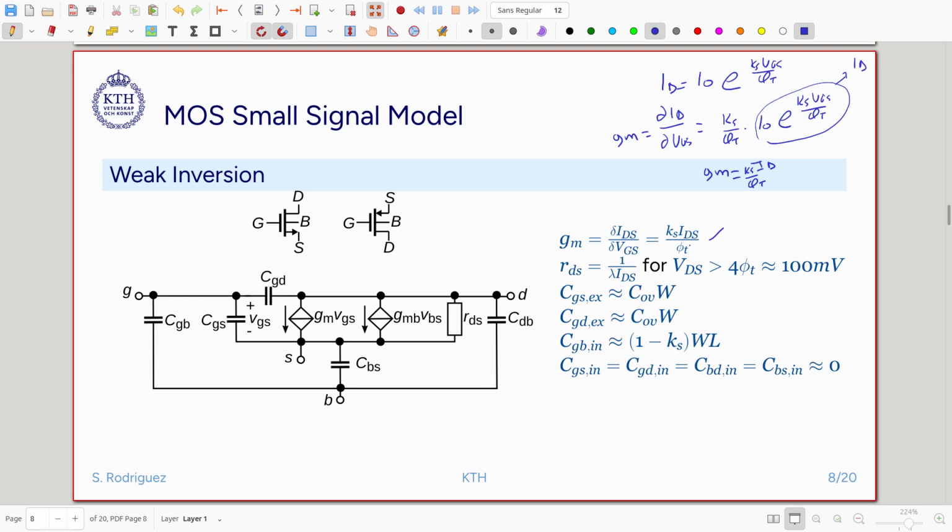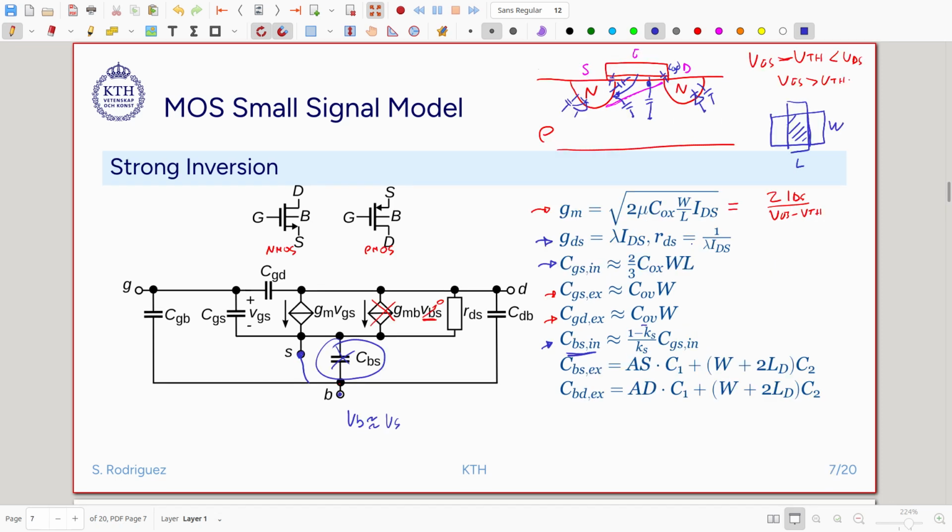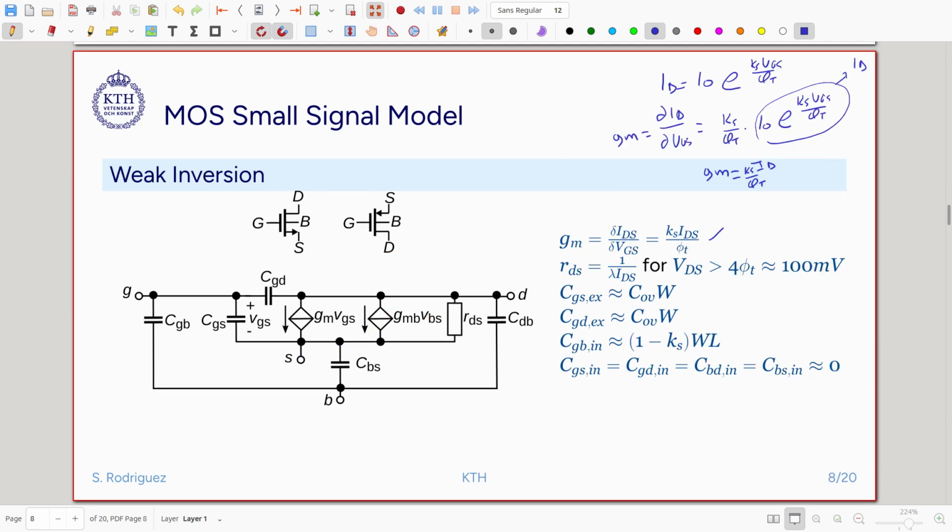In the previous case, the transconductance grows with the square root of IDS, but in weak inversion it grows linearly with IDS. So the first conclusion is that in weak inversion we get much more transconductance for the amount of current that we put in the transistor. Something that we already saw in the curves: it grows linearly and then the slope starts to go down when we plot IDS versus VGS.